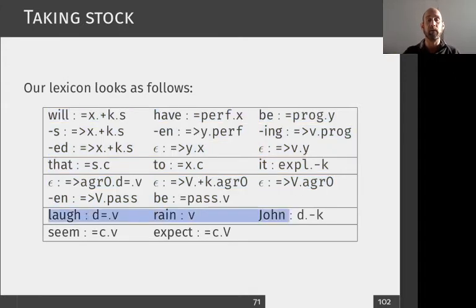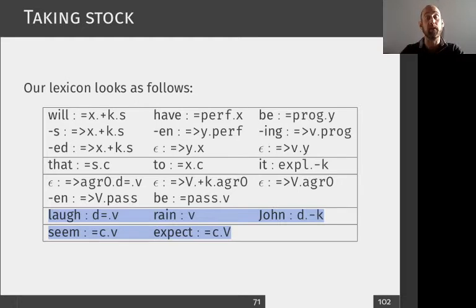These words down here in these two rows are things that we might conceivably need to learn more of. So laugh is an instance of an intransitive verb. Rain is an instance of a verb that doesn't take any arguments. John is a DP. Seem and expect are raising verbs. Okay, subject and object. And we can have lots of them.